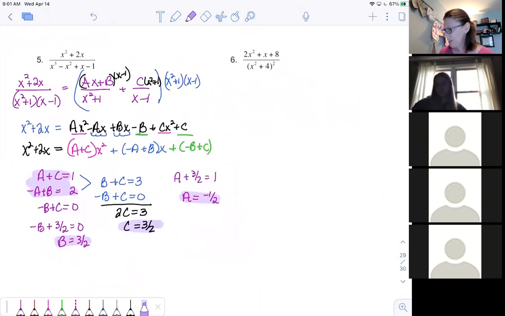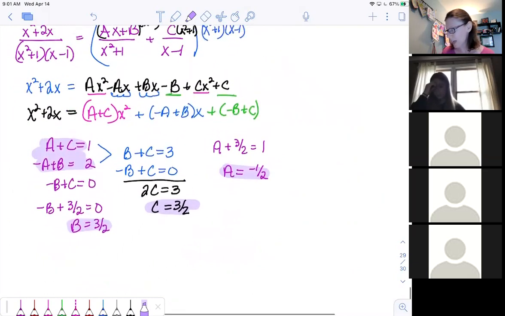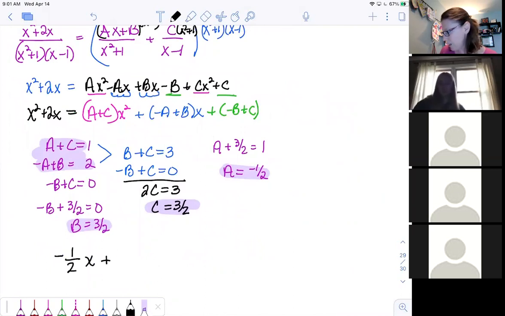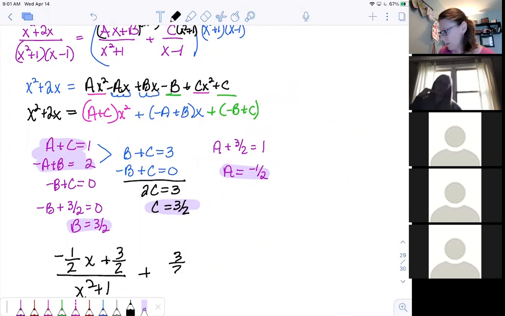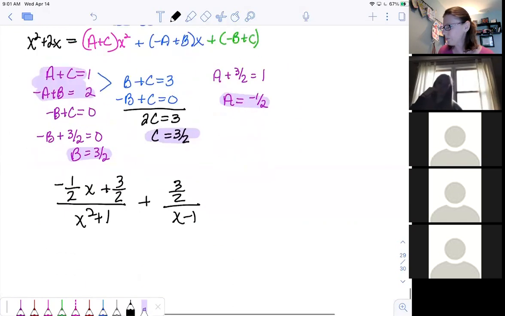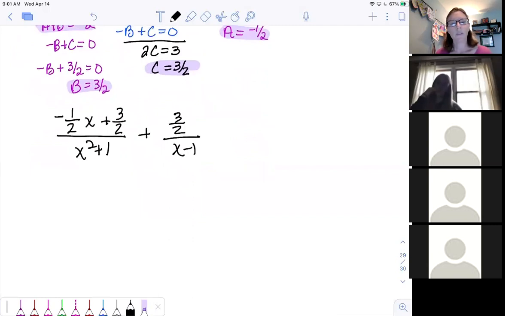So the last step, we want to then finish our partial fraction, and it says ax plus b. So a is negative 1/2, b is 3/2. That goes over x squared plus 1. c is 3/2, and that's with x minus 1. So if you look at the numerators, each one of these numerators contain a fraction. And generally, it's not simplified or proper to leave a fraction in the numerator of a fraction. That's called a complex fraction.